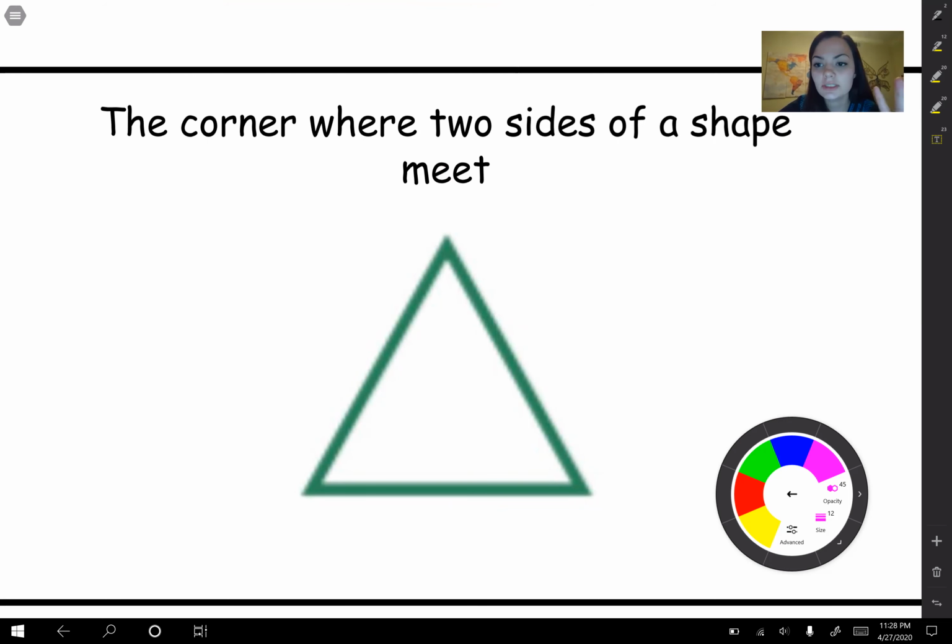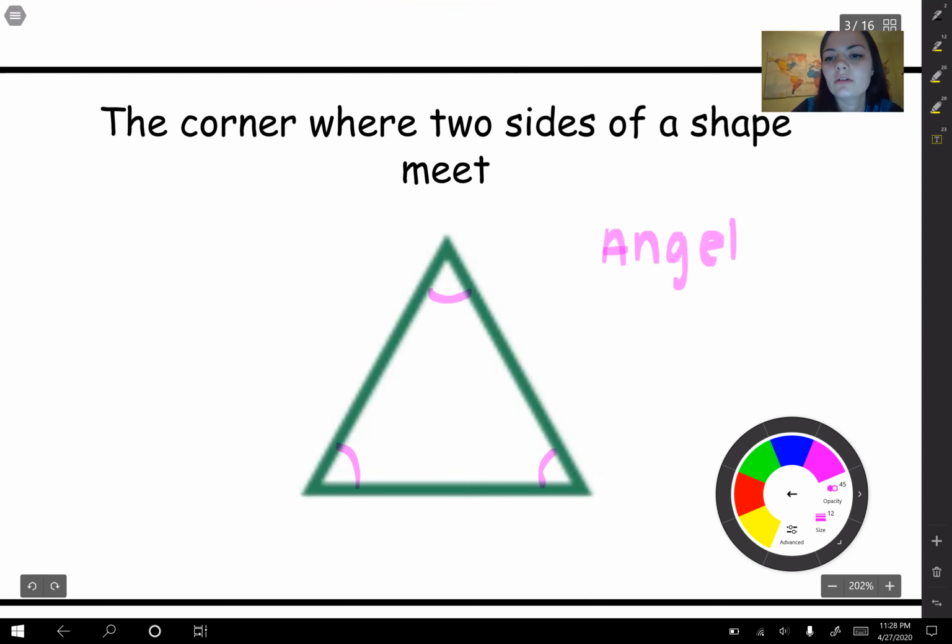There are 2 words that sometimes get confused, and we're going to talk about both of them. First of all, there's this part right here. This part right here is called the angle. Okay? And that's this distance. If you measured between here and here, that's what's called the angle.